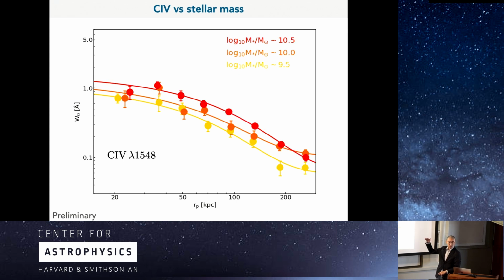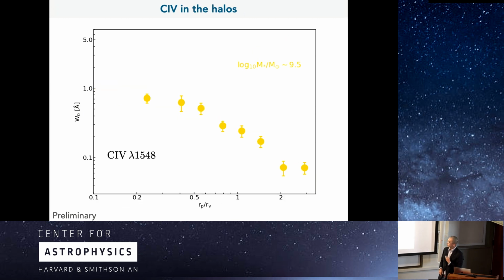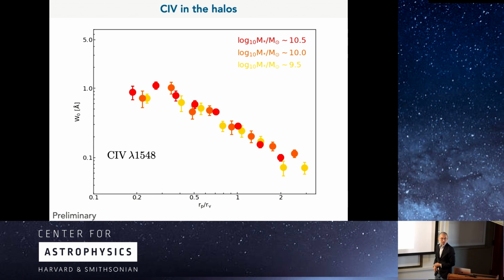And again, you can clearly see that there's a correlation between the average strength of carbon-4 and the mass of the galaxies. Again, we can normalize the impact parameter by the virial radius. Now, again, 10 to the 9.5, 10 to the 10, and 10 to the 10.5 solar mass. And you see that the average absorption of carbon-4 now again aligns with each other and they behave consistently within dark matter halos.